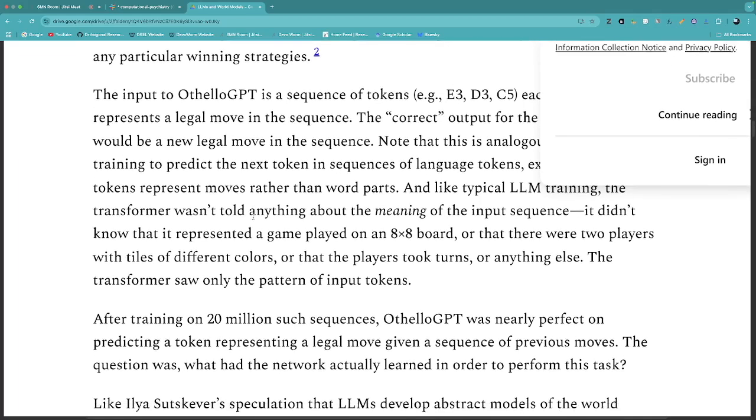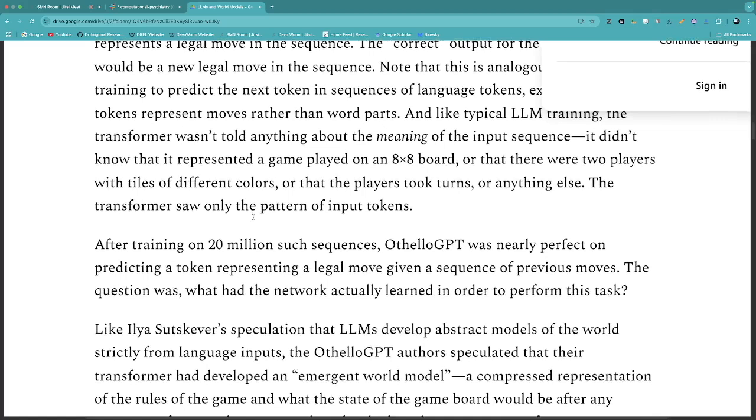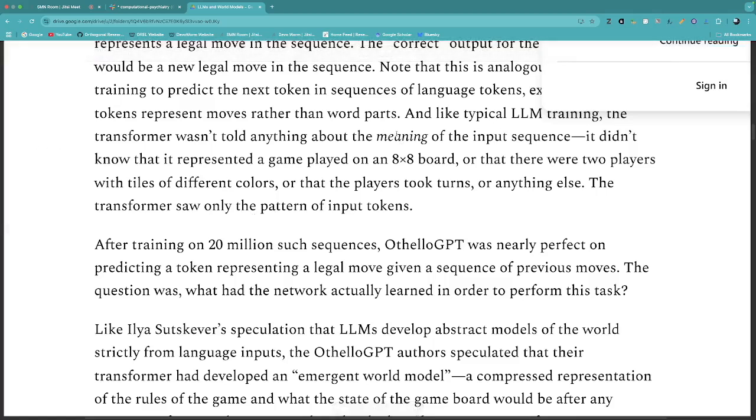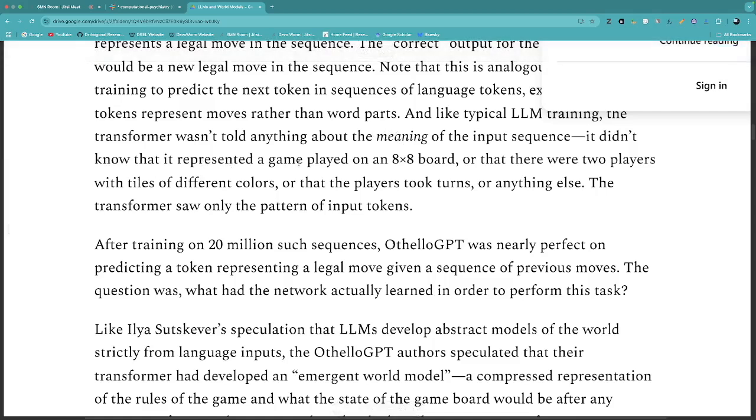This is similar to how we use large language models for language. There are certain rules to language. There are certain sequences that are more likely than others. So it's very similar. And like typical large language model training, the transformer wasn't told anything about the meaning of the input sequence. It didn't know that it represented a game played on an 8x8 board, or that there were two players with tiles of different colors, or that players took turns, or anything else. All that mattered in the transformer's view was the pattern of input tokens.